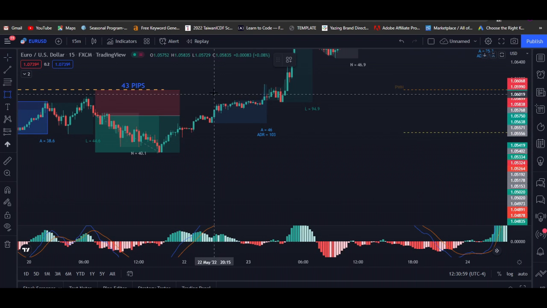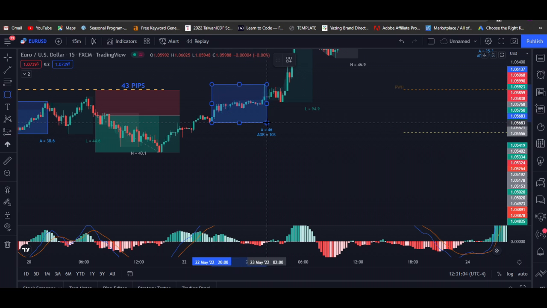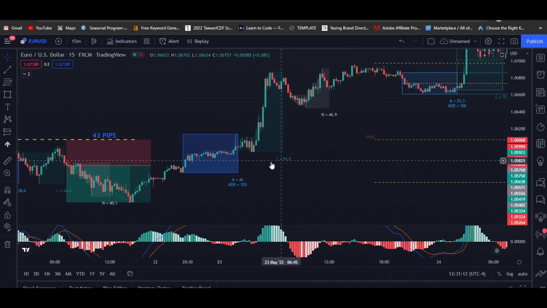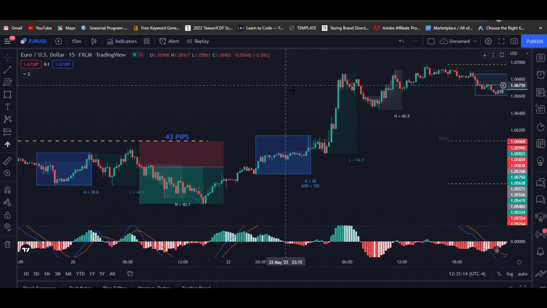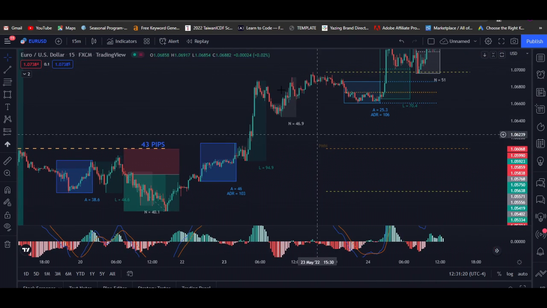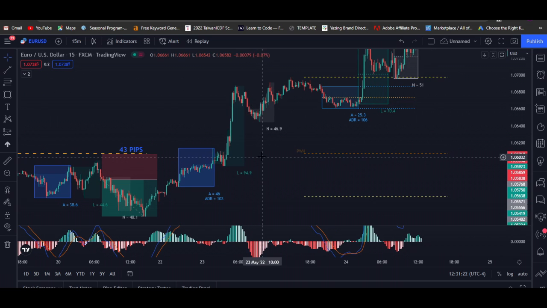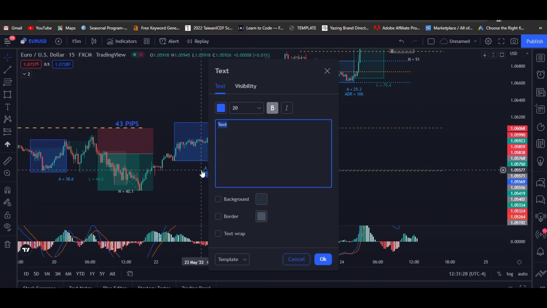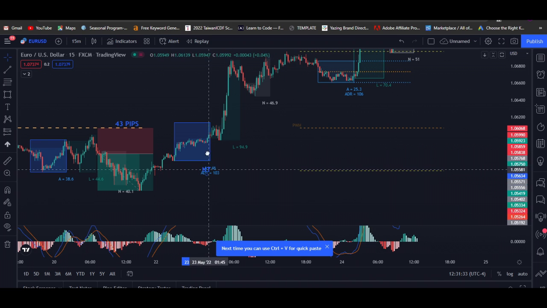Let's draw out the Asian box, make it clearer. As you can see, price stayed within the Asian session range, then just shot up far above the previous day's high, even the previous day before that high. So this will be a no trade. Let's record that as no trade because we didn't get any setups.